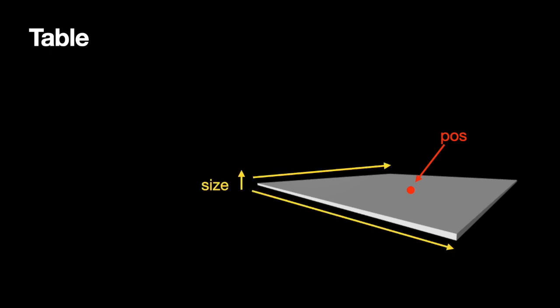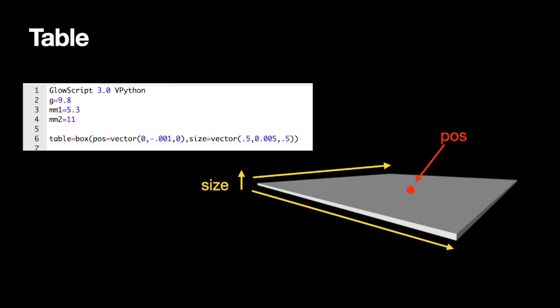Here's my table. I want to make this. How do I make this table? Well, there's really two important components to this object in Python. I need to know the center of the object, which is called the pos, for position. And then I need to know the size of it. And the size is actually a vector. I need to know the size in the x, y, and z direction. This is the code to make that table.